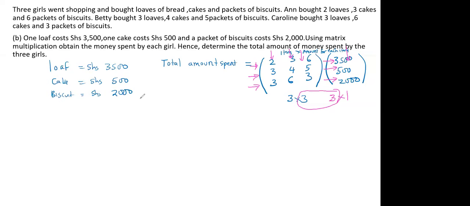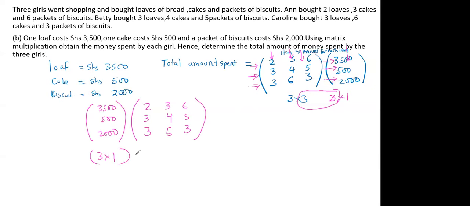And now, what if someone goes on and writes like this? 6, 5, 3. And he goes on and he writes like this. 3 this, 500, and 2000. You ask yourself, what is the order of this matrix? This matrix is a 3 by 1. What is the order of this matrix here? It is a 3 by 3. But when you check, you notice that these numbers are not the same, meaning that these matrices can't be multiplied.